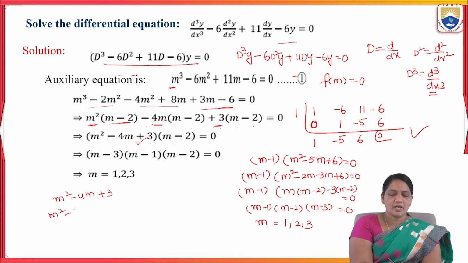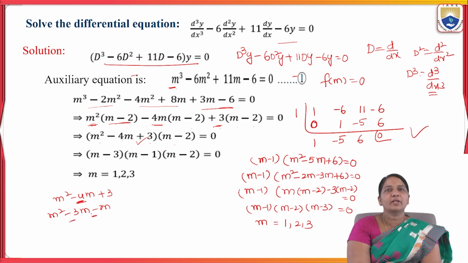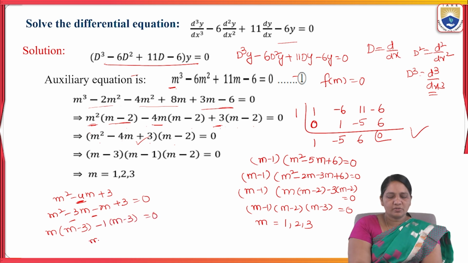So m square minus 3m minus m. Here minus 4 we have to get, right? So minus 3 minus 1 is a minus 4. So plus 3 equal to 0. So from this I am taking the m common. So m minus 3. Here minus 1 common. So m minus 3 equal to 0. So this one is minus 1, m minus 1 into m minus 3 equal to 0.